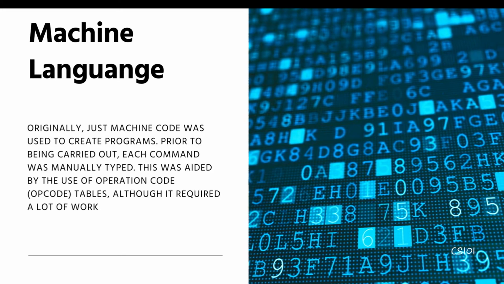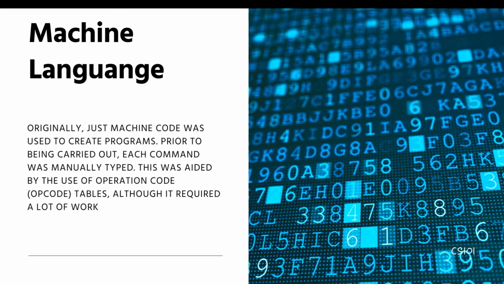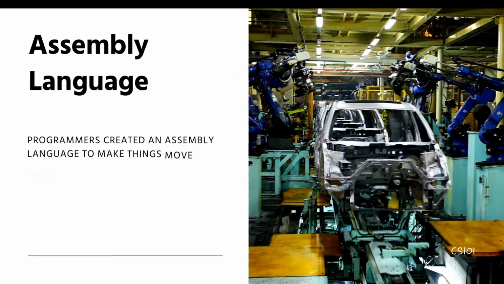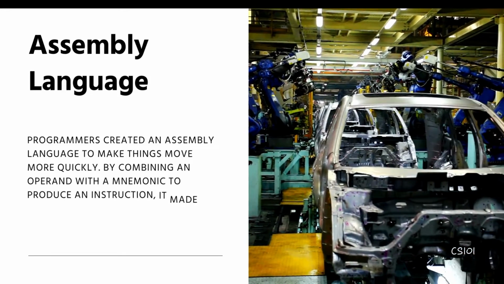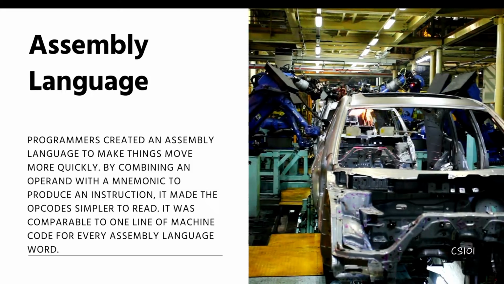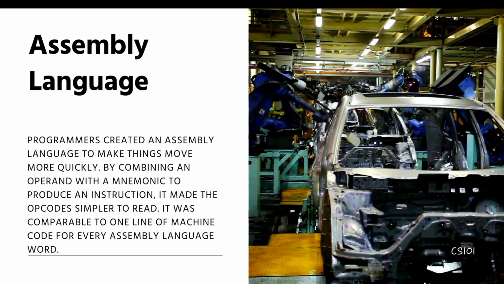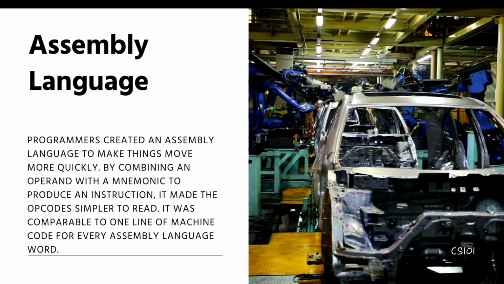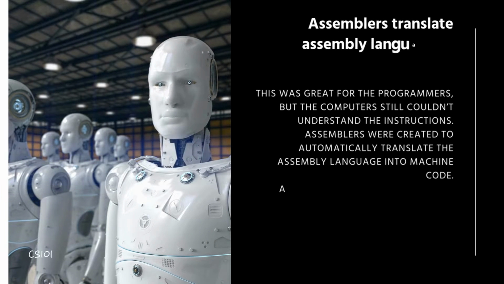This was aided by the use of operation code (opcode) tables, although it required a lot of work. Programmers created an assembly language to make things move more quickly. By combining an operand with a mnemonic to produce an instruction, it made the opcodes simpler to read. It was comparable to one line of machine code for every assembly language word. Assemblers translate assembly language to machine code.